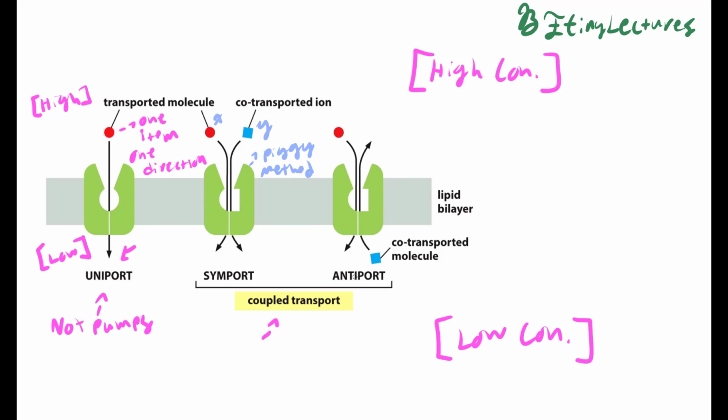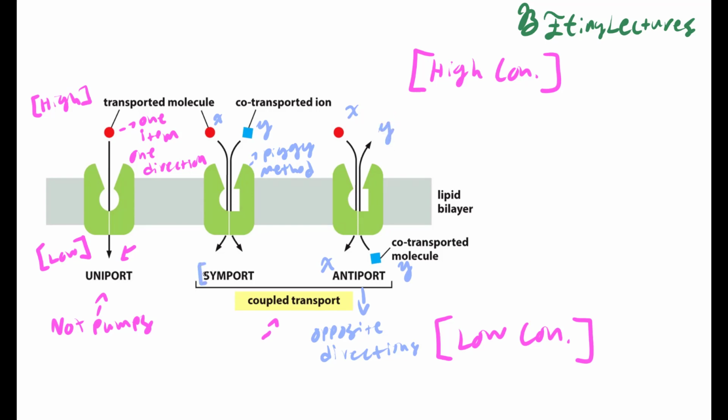Now, here we have the antiport. The antiport is very similar to the Symport, except we have opposite directions. So right here, we can see item X and item Y. Item X goes into the cell, but item Y goes out of the cell. So that is the antiport.